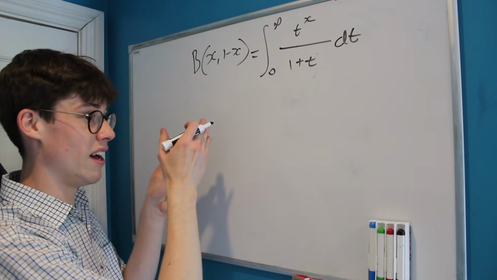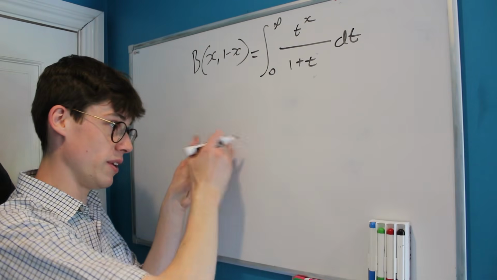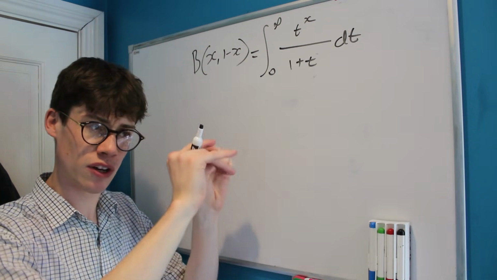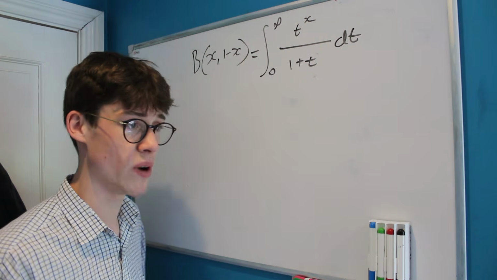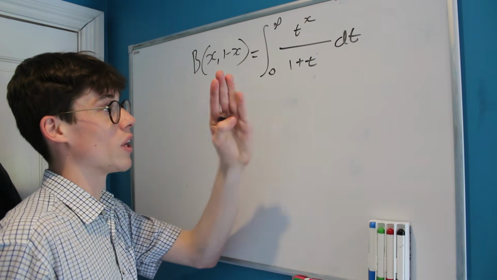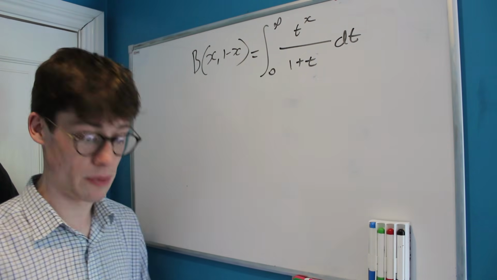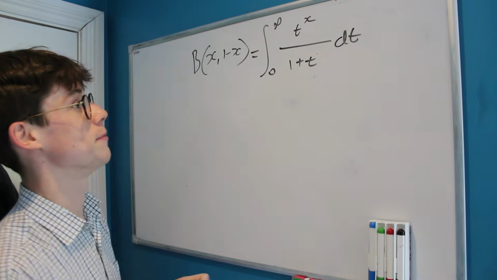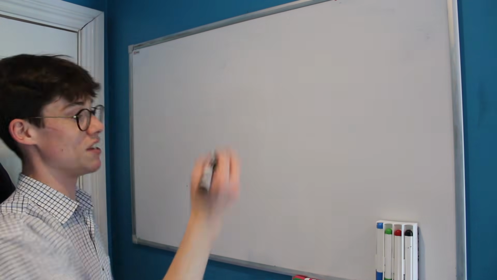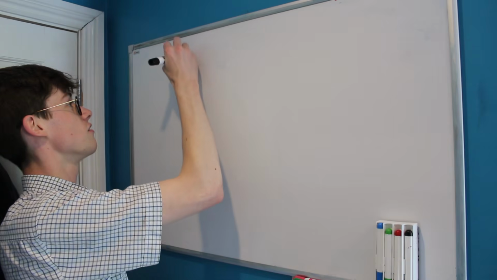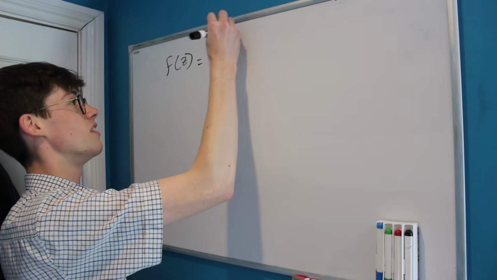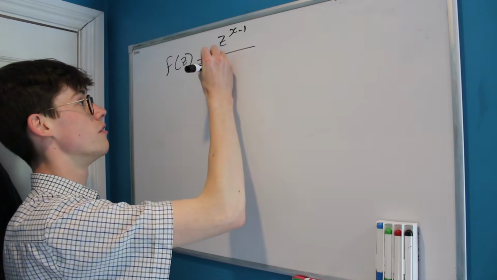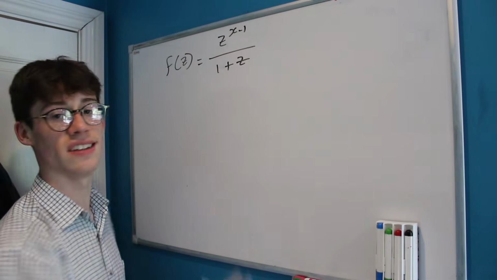We're taking our limits of integration from 0 to infinity, which fits perfectly with a contour that goes along the positive real axis, and we've got obvious poles in our denominator, but we're going to get into that in a minute. So now that we know what we're integrating, let's define our complex function f of z as z to the x minus 1 divided by 1 plus z.